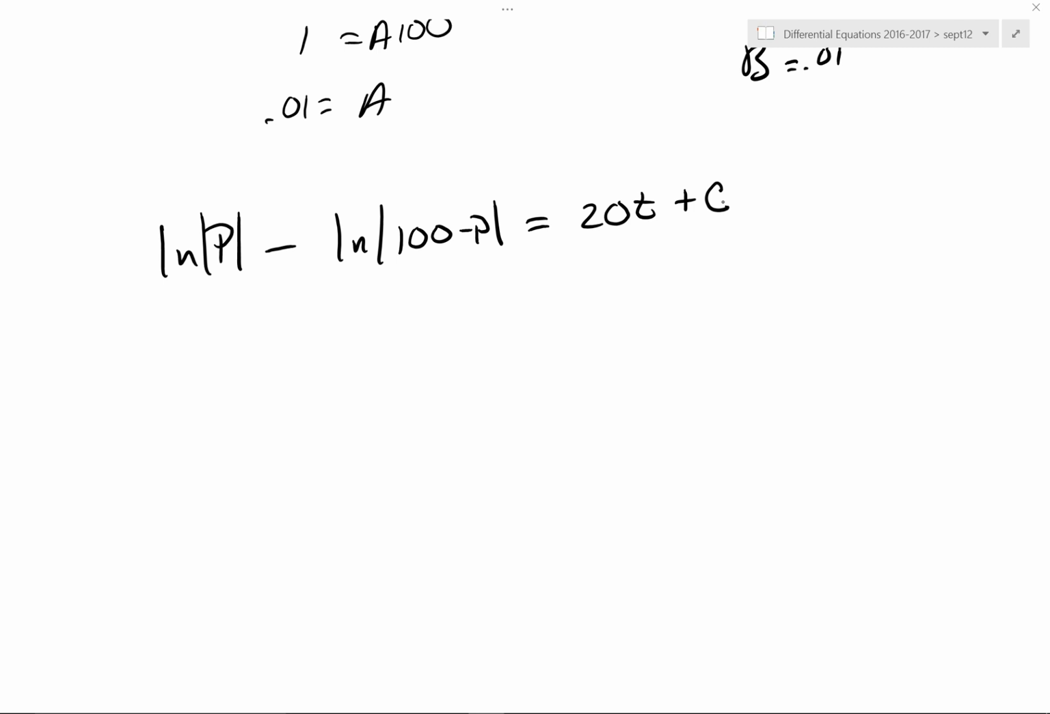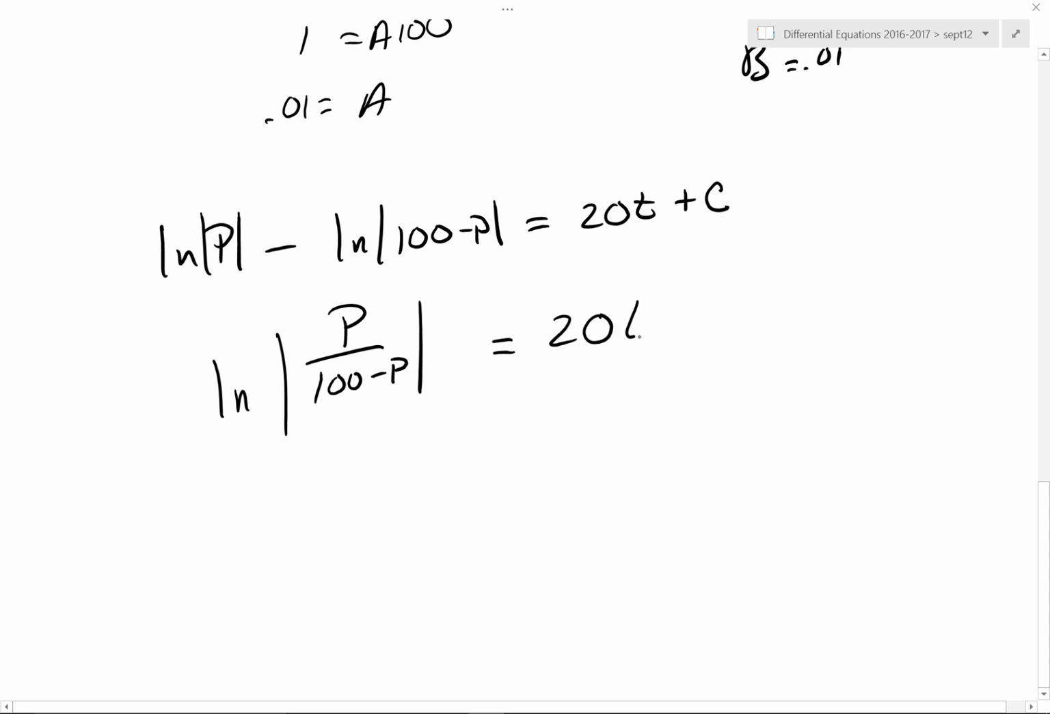Deal with it. Now, all right, I've got to solve for P here. How in the Sam Hill am I going to solve for P? You can combine the natural logs. How? There you go. Exponentiate. This is correct. So it's going to be P over 100 minus P is equal to what? C.